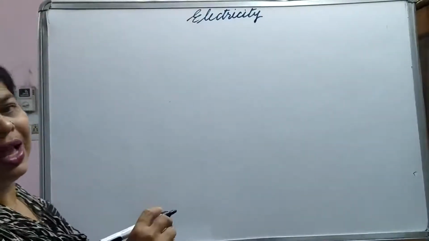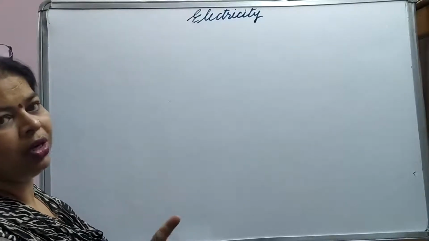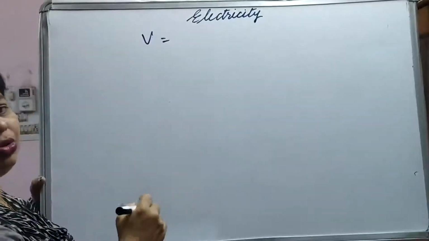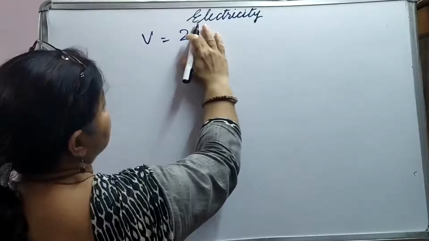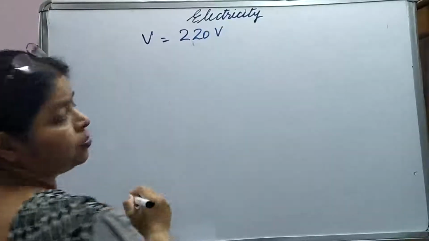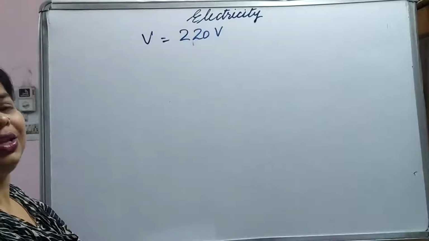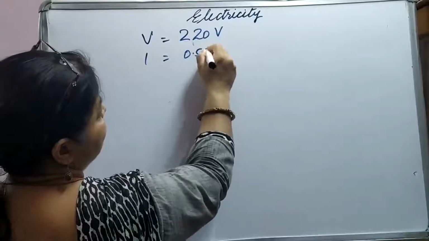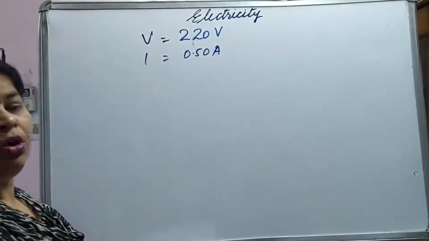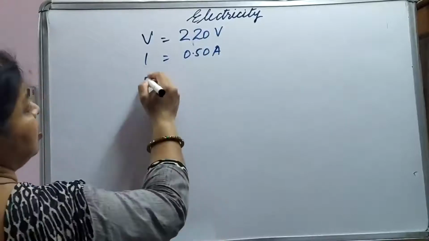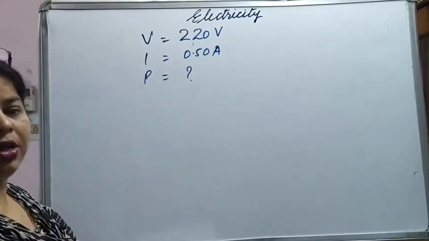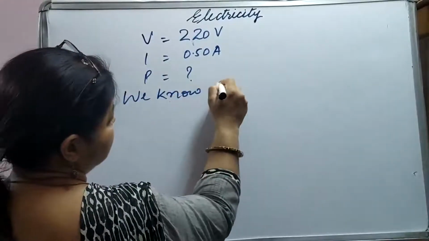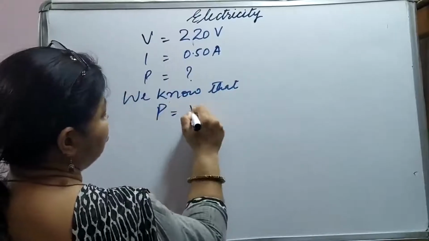What is the data given? An electric bulb is connected to a 220 volt generator, so potential difference V is equal to 220 volt. The current I is equal to 0.50 ampere. We need to find the power of the bulb, P. What is the formula? We know that P is equal to VI.